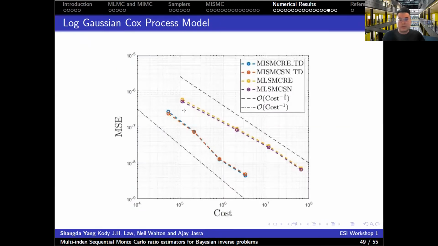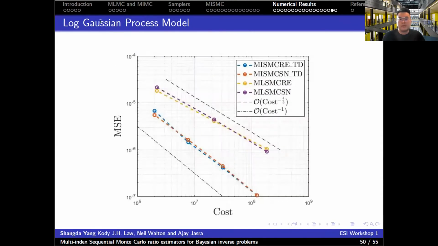It is clear that this has a worse rate, and we also fit both of the lines, and this has a rate of roughly -0.6 or -0.7, I think, and this is close to -1. And also this is the log-Gaussian process model. We can also observe similar performance.